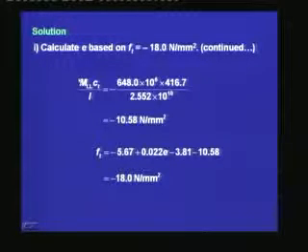The value due to the live load moment is equal to 648 times 10 to the power 6 times 416.7 divided by the value of I, which is equal to minus 10.58 Newton per millimeter square.